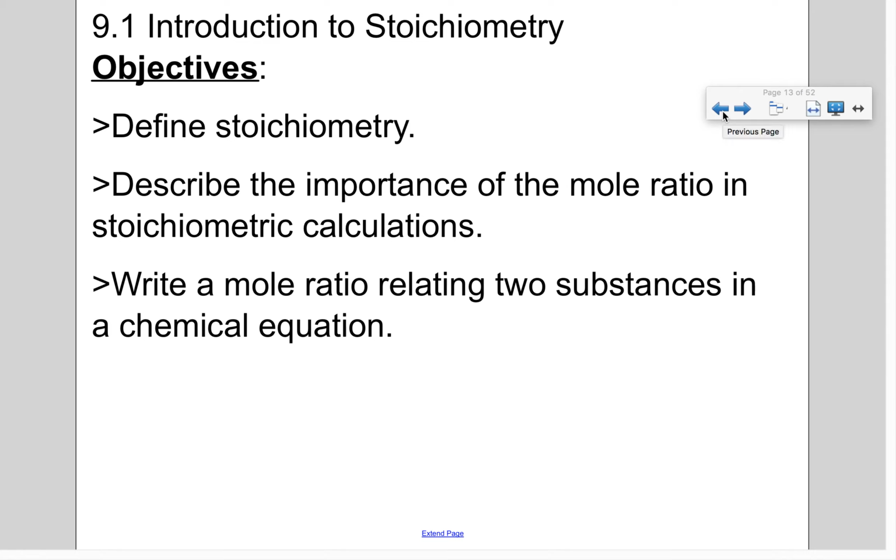So that is just a short little lesson on mole ratios. You do have an assignment, a worksheet. It's single-sided. It's the 9.1 mole to mole stoichiometry worksheet. This will be due Thursday, I think, at noon. So let me know if you have any questions.